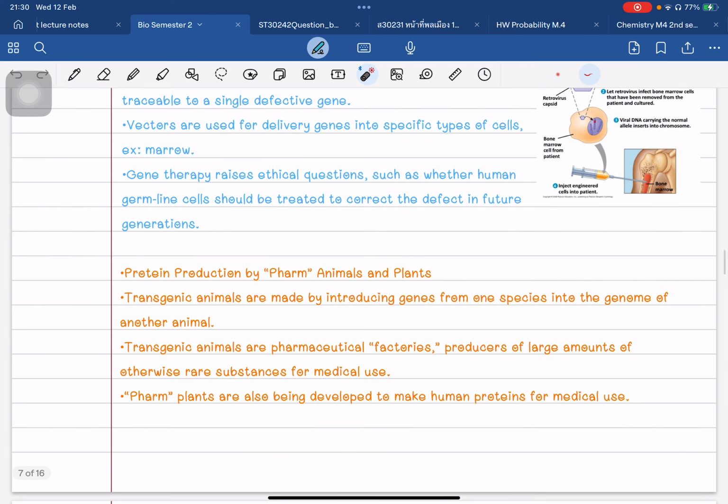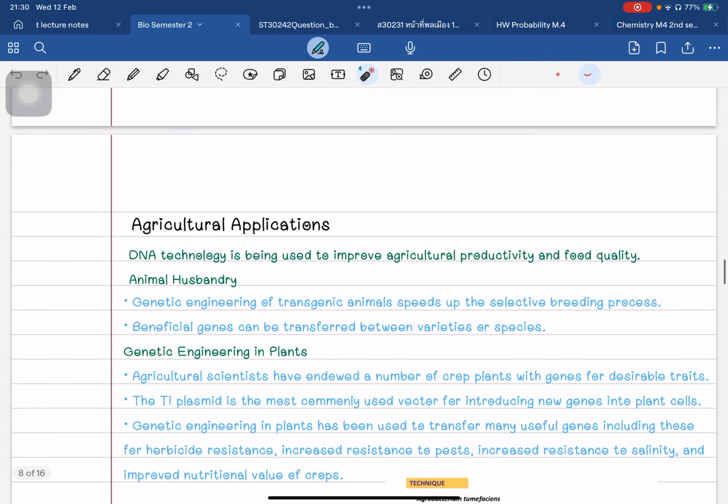And protein production by farm animals and plants. Transgenic animals are made by introducing genes from one species into the genome of another animal. Transgenic animals are pharmaceutical factories, producers of large amounts of otherwise rare substances for medical use. Foreign plants are also being developed to make human proteins for medical use.